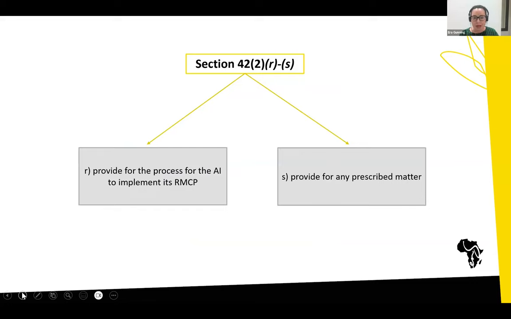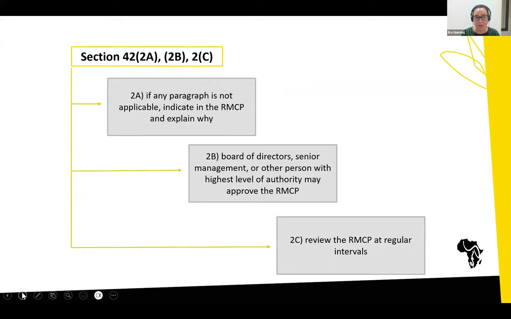You also have to set out how you are going to implement your RMCP. So it mustn't just be a document or template that has been bought, but you don't implement it. Of course, you must train your staff and you have to implement it. And then you have to deal with other prescribed matters. The prescribed matters that they're talking about here are what has been legislated in terms of directives. And we recently saw some new directives being passed, and we'll touch upon that as well.